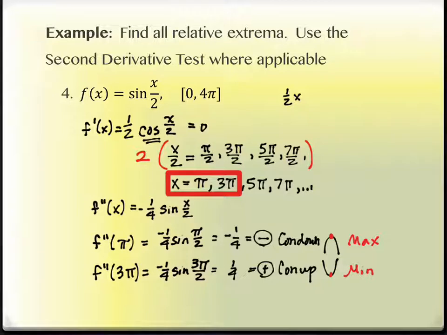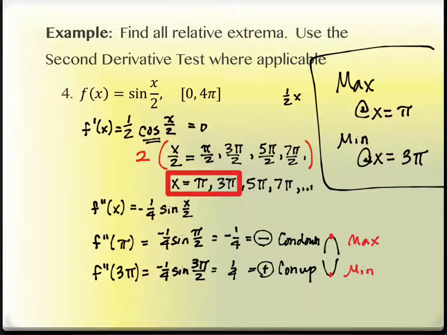Okay, so we're going to interpret this now. I have a maximum of something at x equals pi. And I have a minimum of something, we'll figure out what it is again here, at x equals 3 pi. Okay, those are my max and my min statements. I just need to figure out what happens at pi and at 3 pi. So going back to the original function, sine of x over 2, what is the value when I plug pi into that?